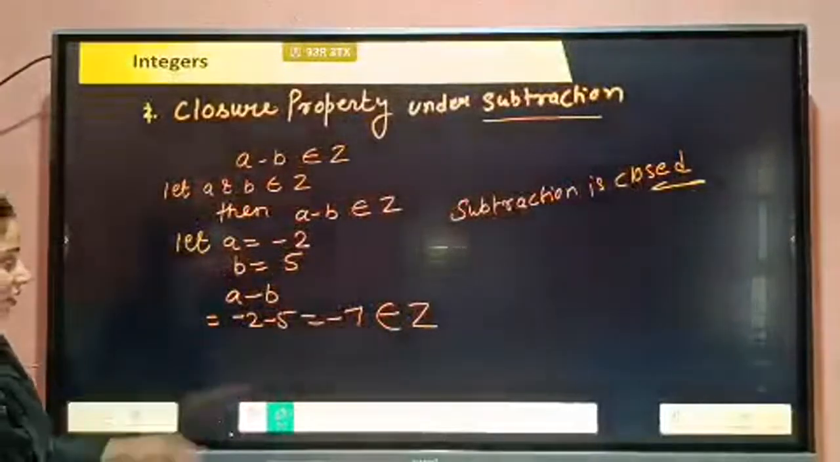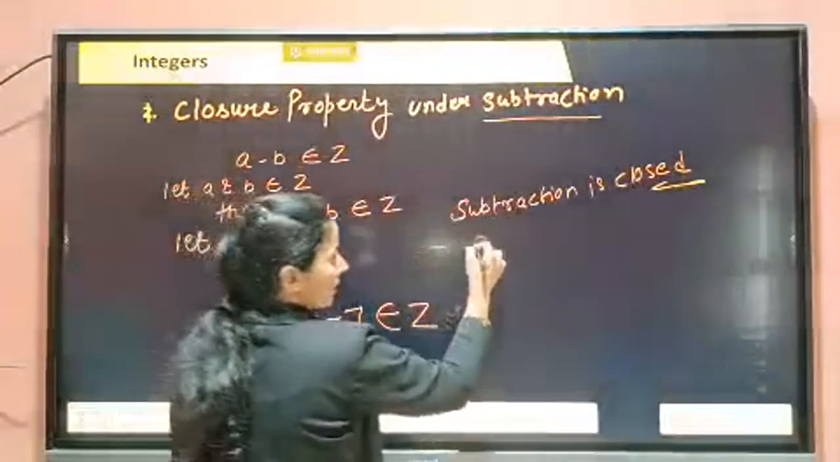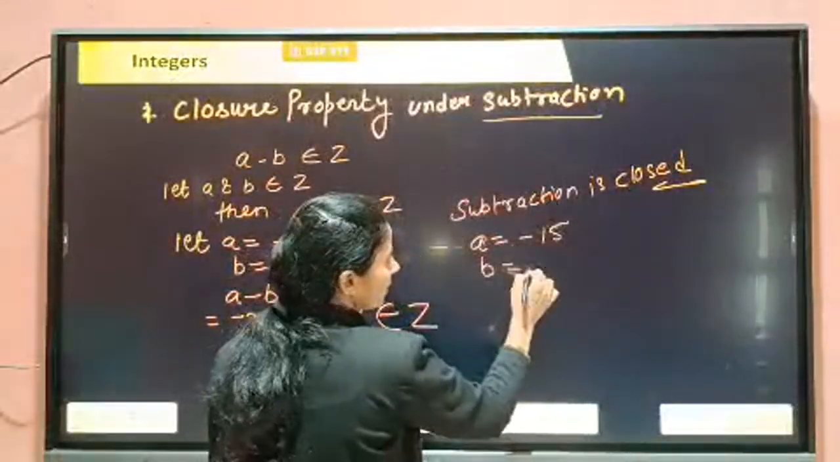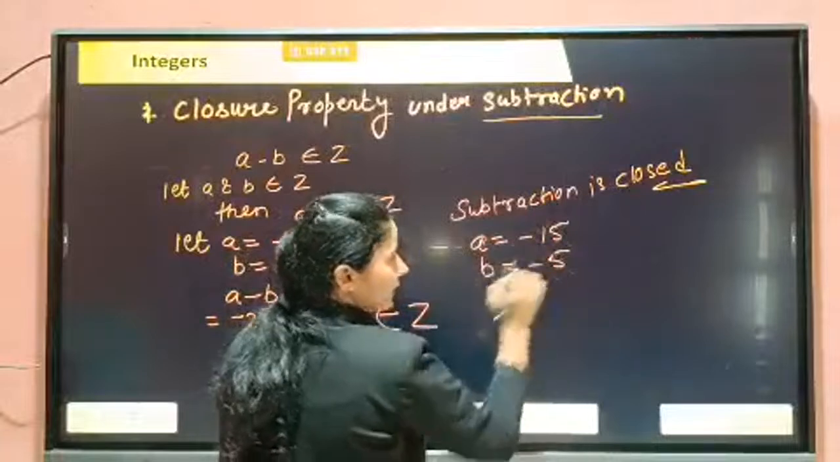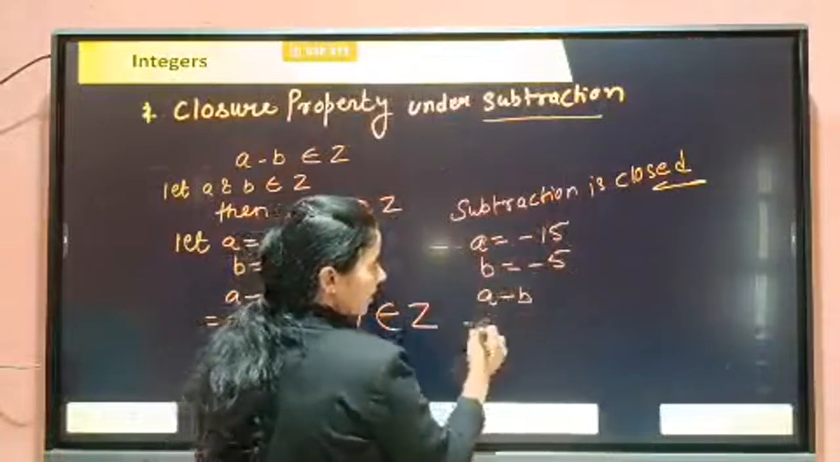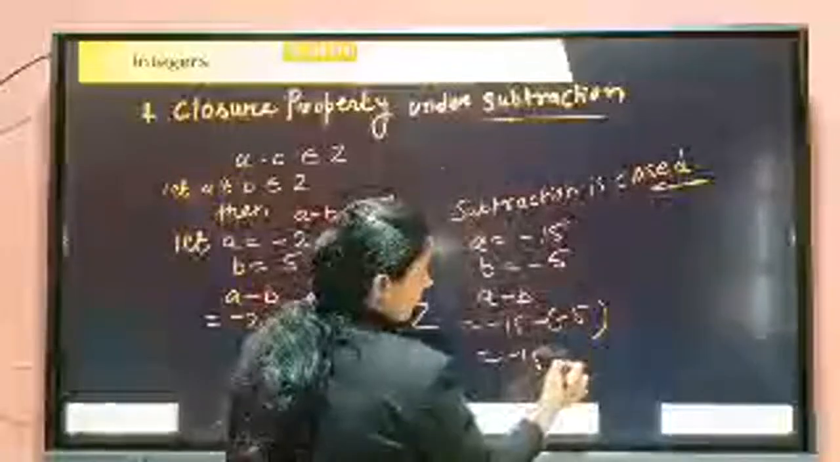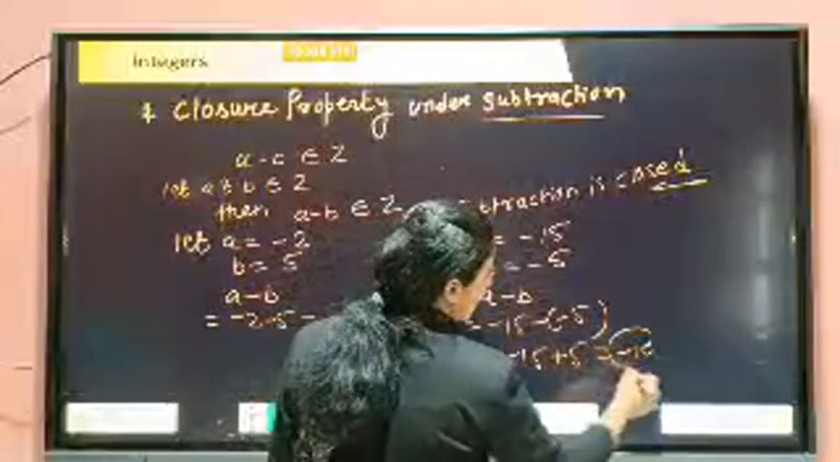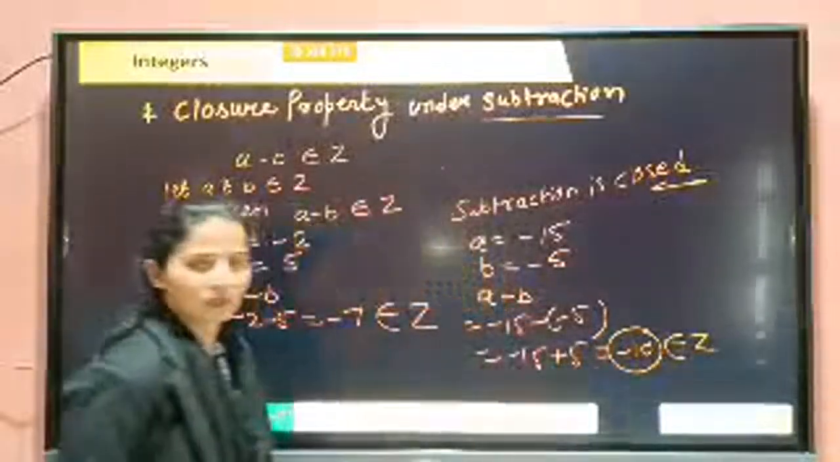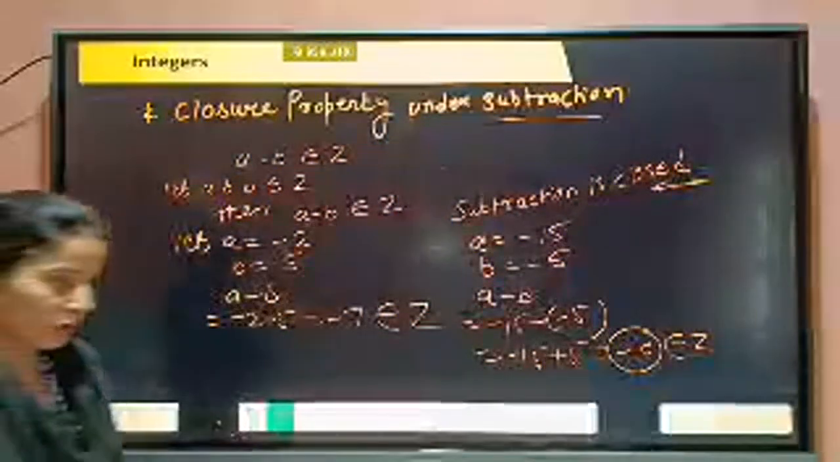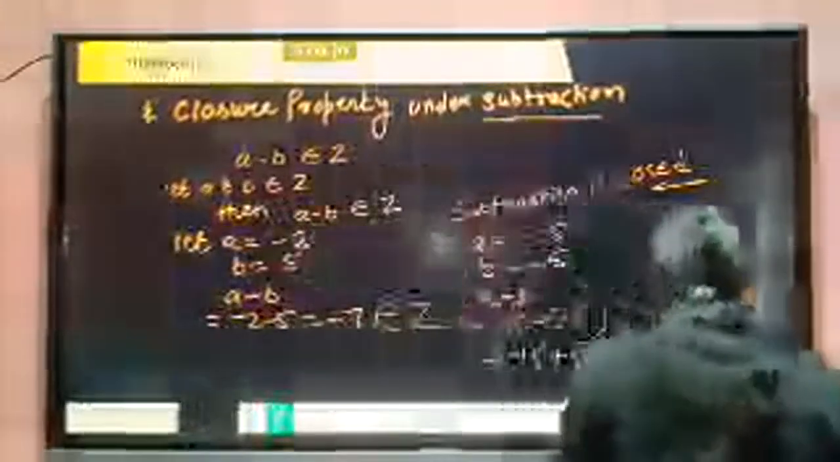You can take another example of A and B. A value is minus 15 and B value is minus 5. So A minus B is minus 15 minus of minus 5, that is minus 15 plus 5. The answer is minus 10, which is further an integer. So subtraction is closed. This is the first property under the operation subtraction.